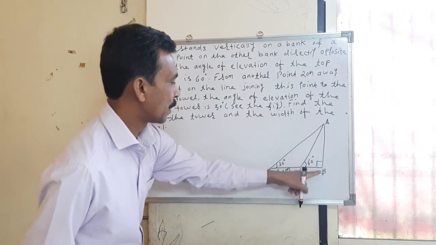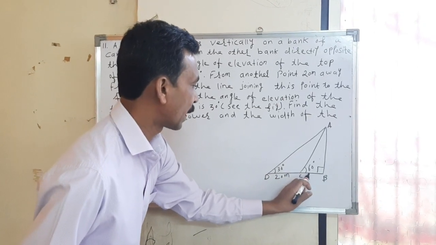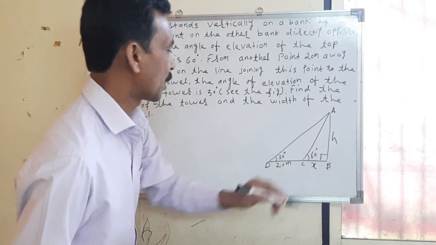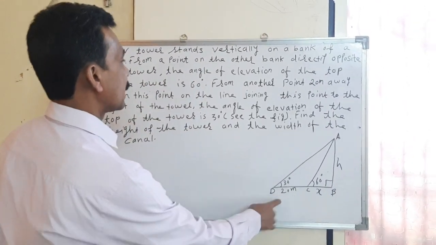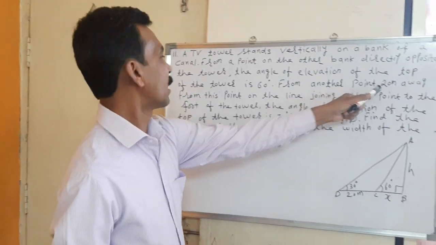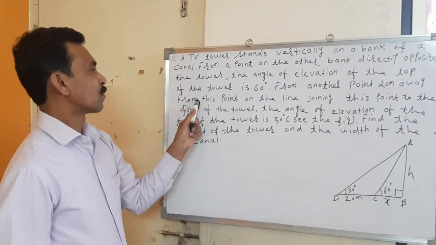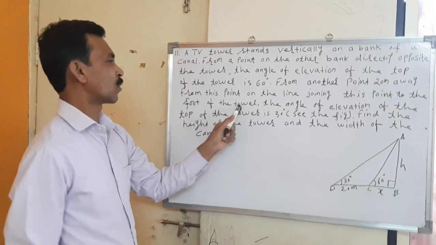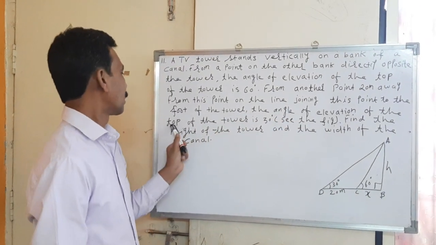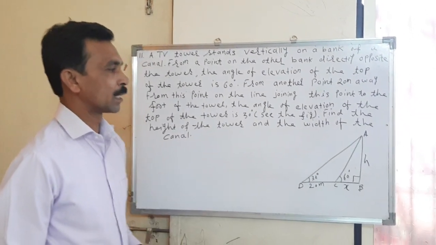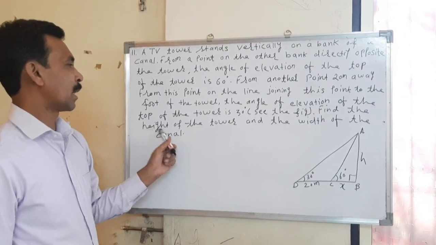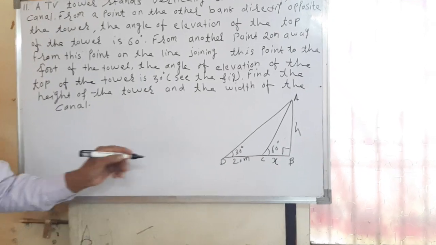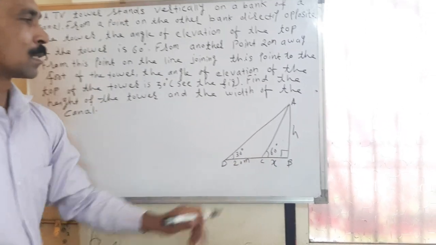Triangle ABC. BC we will call X and we'll take AB as H. This DC is given 20. What is this? 20 meters away, from this point on the line joining this point to the foot of the tower. The angle of elevation of the top of the tower is 30 degrees. Find the height of the tower, means you have to find AB, and the width of the canal. Width of the canal is CB.